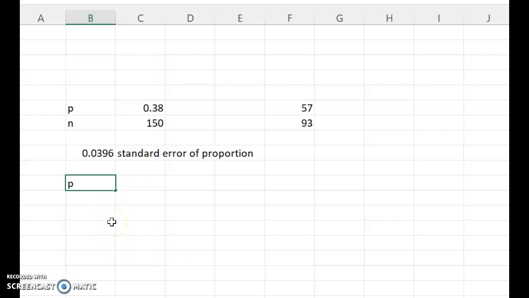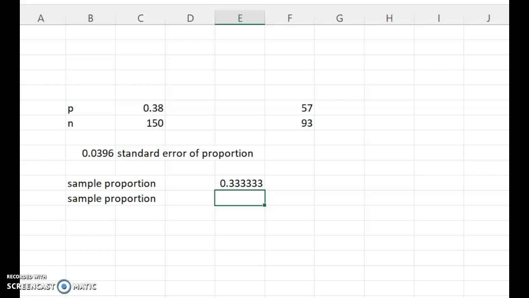So for our sample proportion, we're going to do 50 divided by 150, and our sample proportion for our second one is 54 divided by 150. Now we are ready to calculate. These also need to be rounded to 4 decimal places.